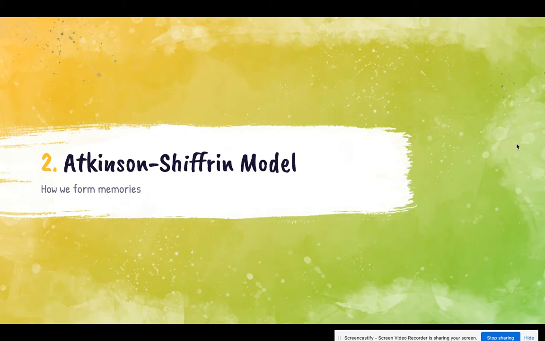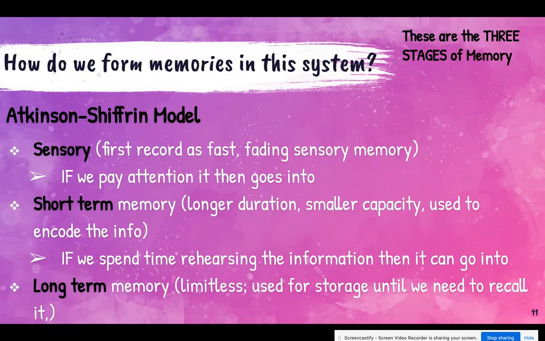So, if those are the 3 steps that we have to go through for memory, then how do we actually form memories? So, we're going to look at the Atkinson-Shiffrin model for that. In this system, there are 3 stages of memory. There's sensory memory, short-term, and long-term. Sensory memory is first recorded as a really, really fast and very quickly fading sensory memory. Now, if we notice that sensory information, if we pay attention to it, then it has the potential to get into short-term memory.